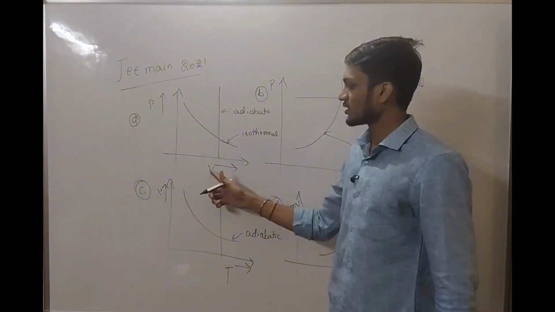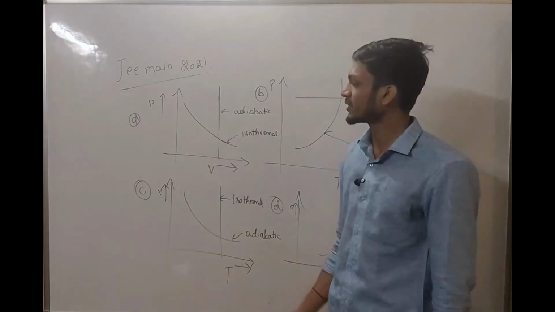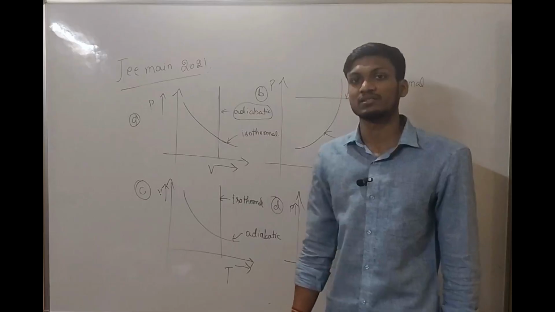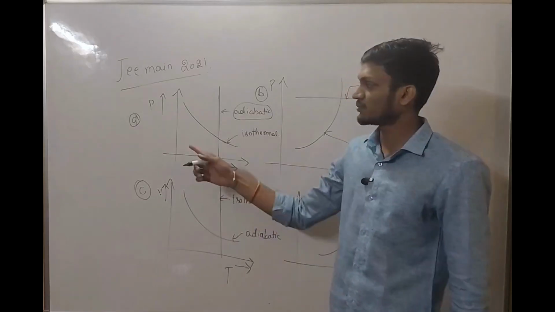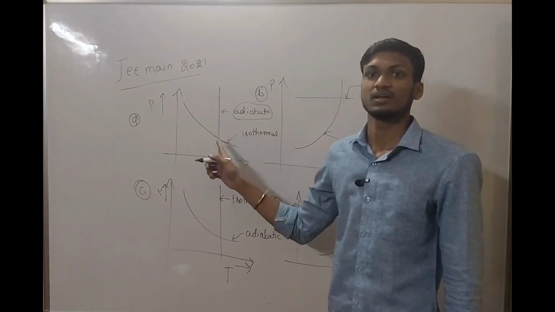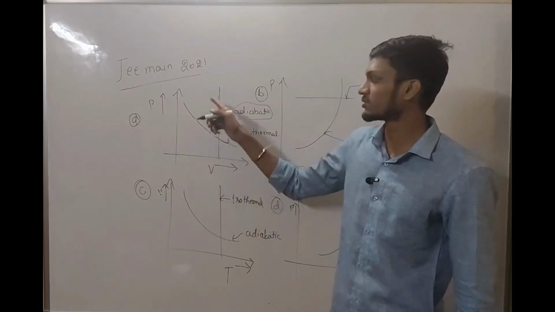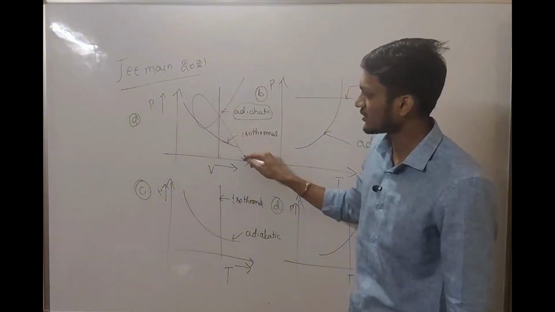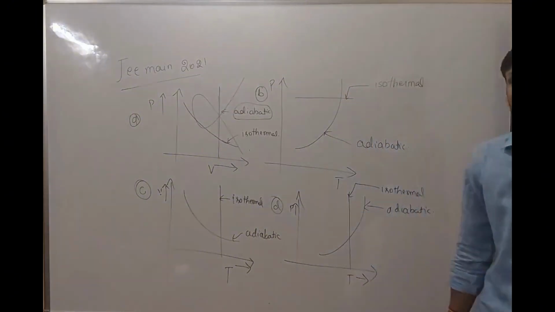In the PV graph, they have drawn two lines. We have to analyze whether this line is adiabatic or not. We know that in an adiabatic situation, the PV graph looks something like this and not a straight line. Therefore, this automatically is a wrong option.